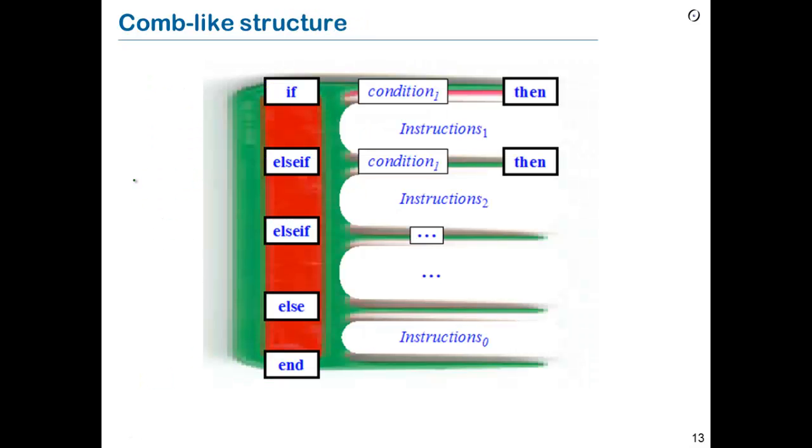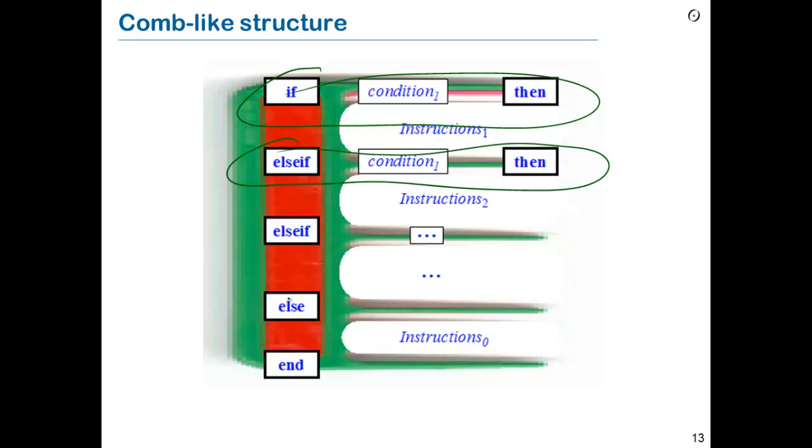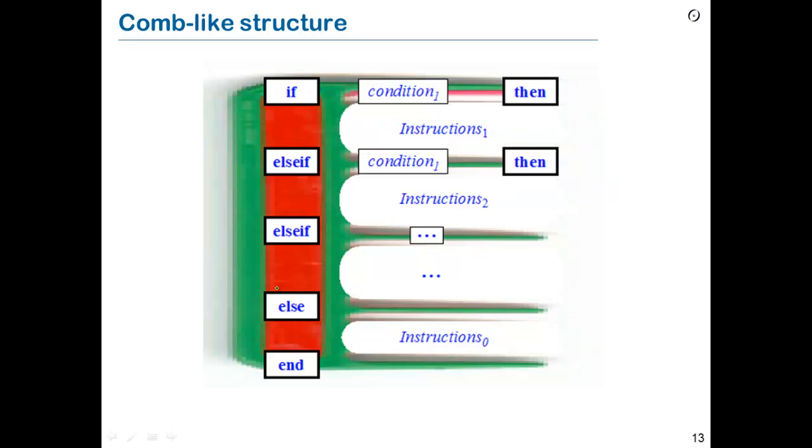We can think of it again as a comb. In the branches of the comb, we have the conditions, first if and then else if, except for the last one, which is just else. And between the branches of the comb, we have the compounds. Remember once more that each one of these, instructions 1, instructions 2, and so on, is not necessarily just one instruction, it's a compound, so it can be any number of instructions, including 0.